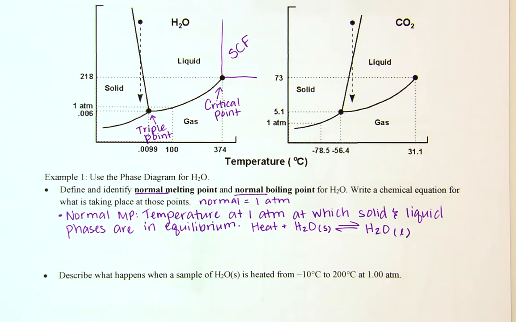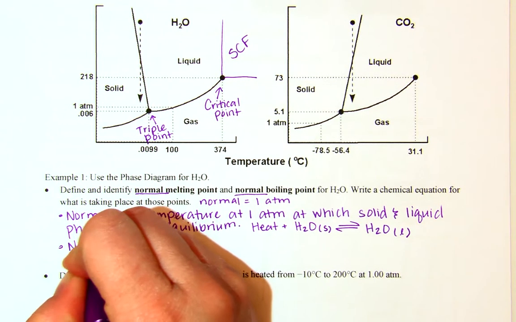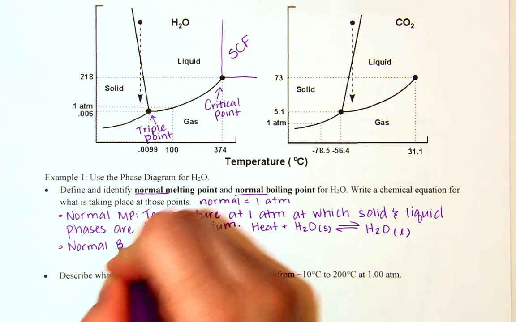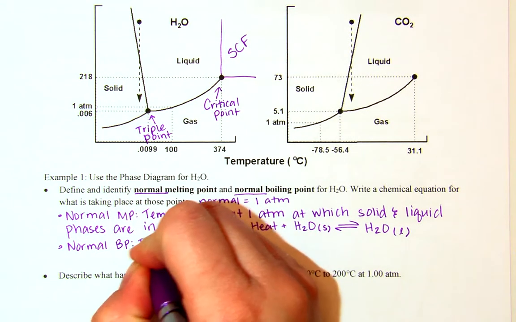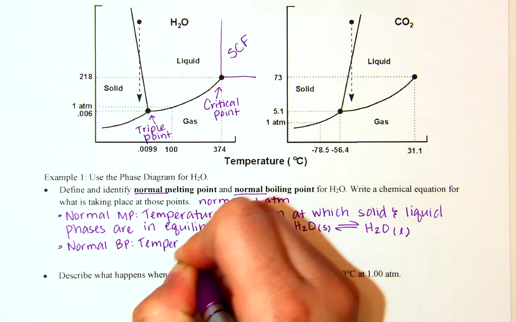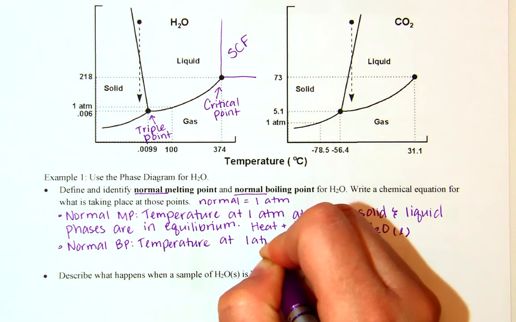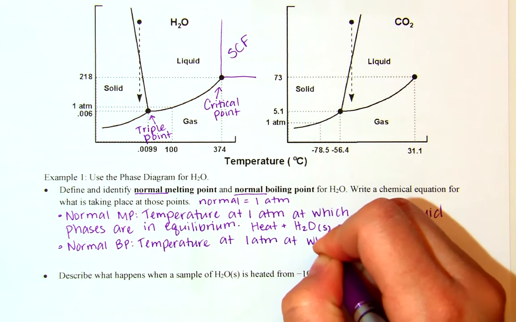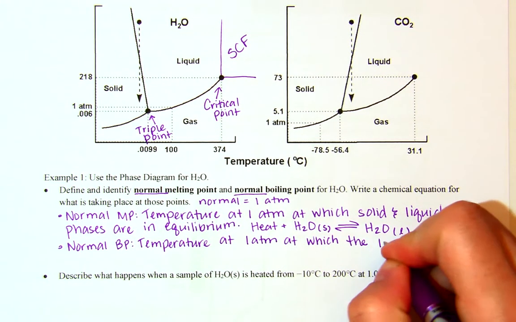Alright, what is the normal boiling point? Same thing, except for now it has to do with a boiling point. So normal again, referring to that 1 atmosphere. And boiling is when we're going from a liquid to a gas. So this is the temperature at 1 atmosphere at which the liquid and gas states are in equilibrium.